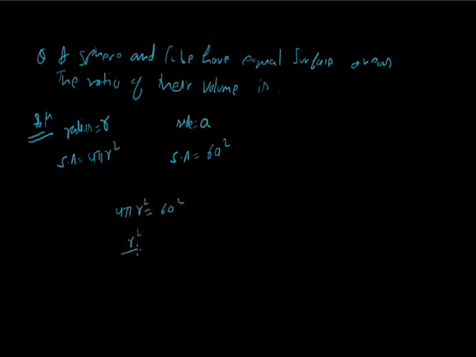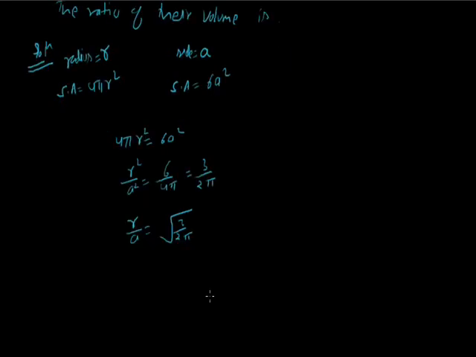So r square by a square equals 6 divided by 4 pi, which comes to be 3 upon 2 pi. So r by a equals under root of 3 upon 2 pi. इस स्क्वायर इधर शिफ्ट कर दिया, रूट में कन्वर्ट हो गया. So r by a equals under root of 3 by 2 pi. Now we have to find the ratio of their volume.